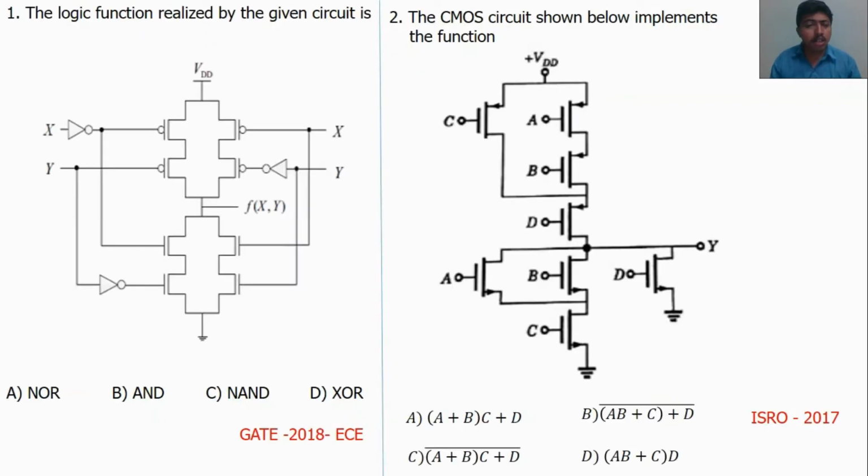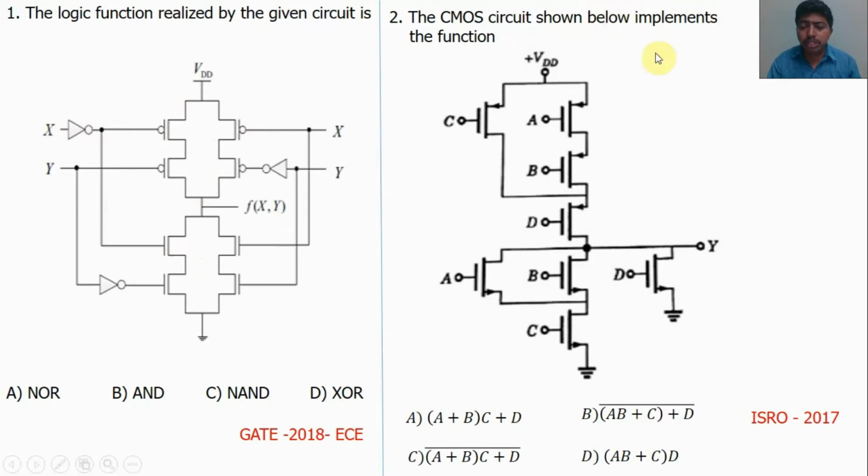Let me discuss. The first question was asked in the GATE 2018 examination. The output for the circuit may be a NOR, AND, NAND or XOR gate, maybe any one. So we have to find it. This is a NOT gate. This symbol is a P channel MOSFET, and this symbol is an N channel MOSFET. The circuit has both N channel and P channel MOSFETs, so it is called CMOS.